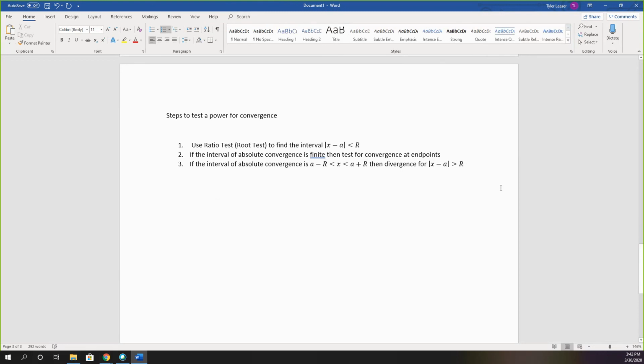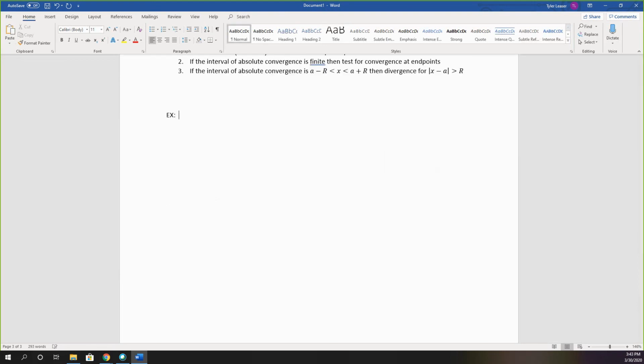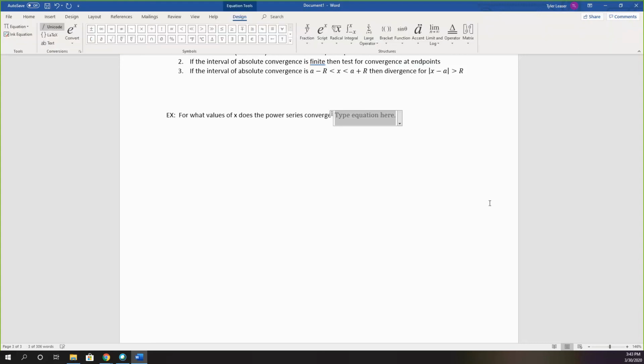All right, let's look at some examples of this. These are pretty much exactly how your homework questions are going to look. For what values of x does the power series converge? This is our power series here: the sum of (-1) to the n minus 1, of x to the n divided by n.